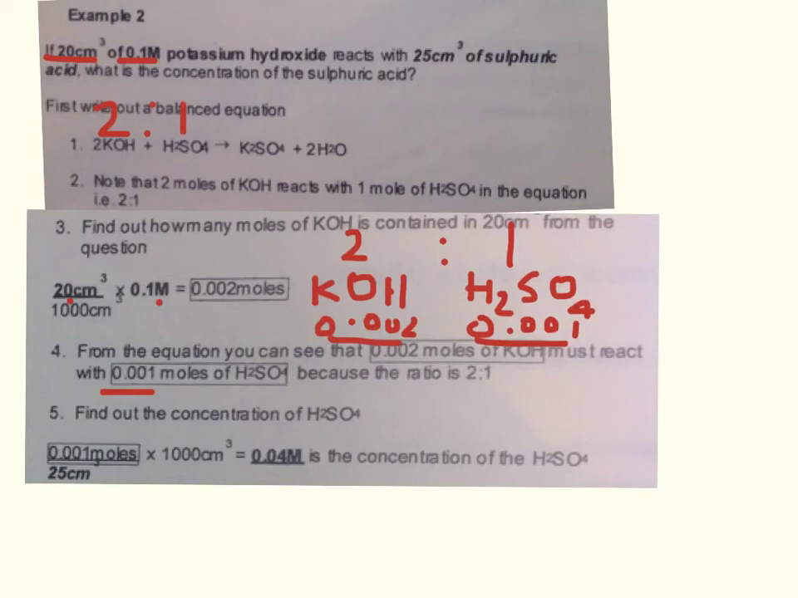So now this is the number of moles of sulfuric acid, and to find out the concentration of the sulfuric acid, we have our value of 0.001 moles, scale it back up to 1,000 centimeters cubed, divided by the volume that it's contained in the equation there, and we get 0.04 moles per decimeter cubed, because that's what M equals, moles per decimeter cubed. And that's your answer. That's the concentration of the sulfuric acid.